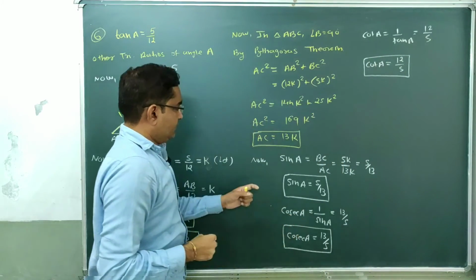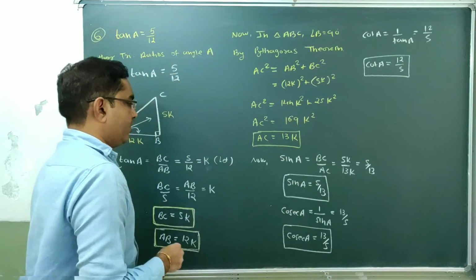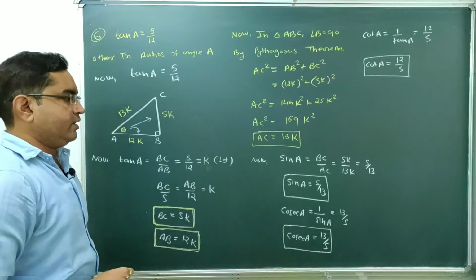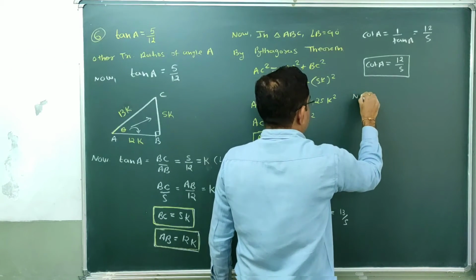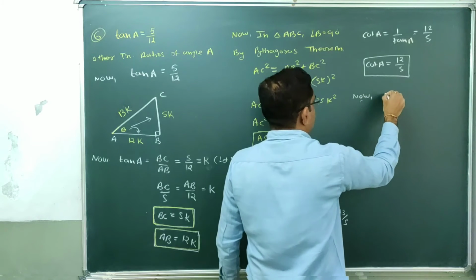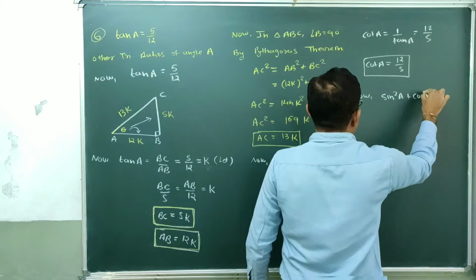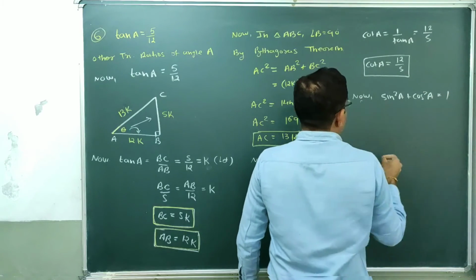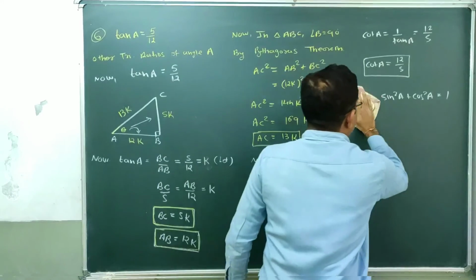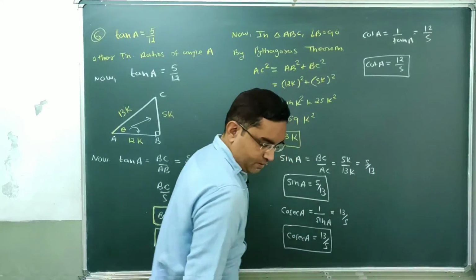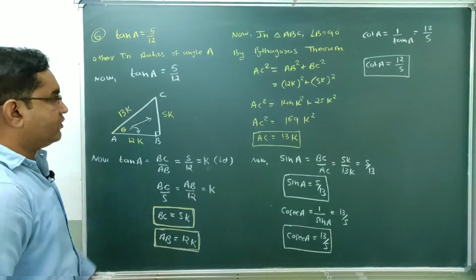How many have come? 1 given, 1, 2, 3 and 4. Now the remaining ones are sec and cos. Here sin A is given. We have one trigonometric identity, sin square A plus cos square A equal to 1. But we don't have to use identities, we only have to use ratios here. We will do the identity method in the second method. Here we will only use ratios.